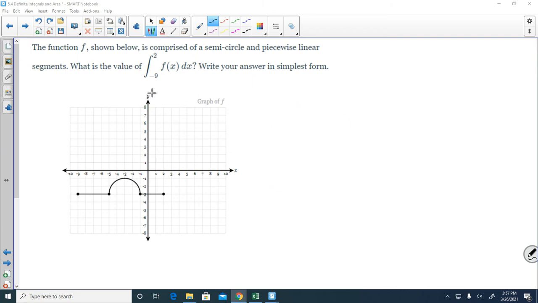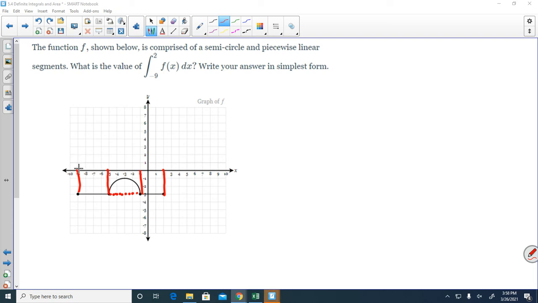Sometimes you'll have the integral from -9 to 2. So this whole area, and remember, it's the area between that function and the x-axis. So we're looking for all of this area. Now I can divide this up into a rectangle right there, a rectangle right here, and then here it would be a rectangle, but then I'm going to take out a semicircle. So let's find those areas.